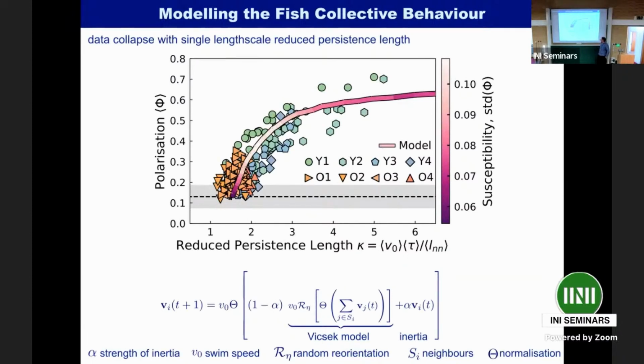And what you see is the polarization as a function of reduced persistence length. What I mean by that is that we're scaling the speed by the nearest neighbor distance. This gave a reasonably good agreement with the model plus inertia.